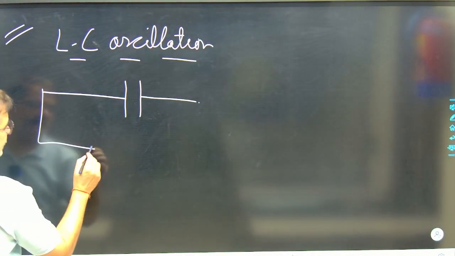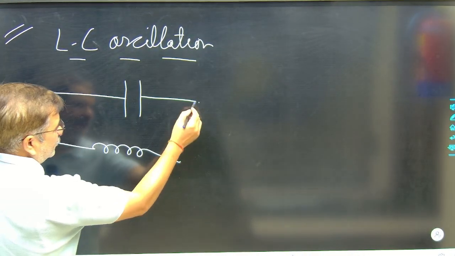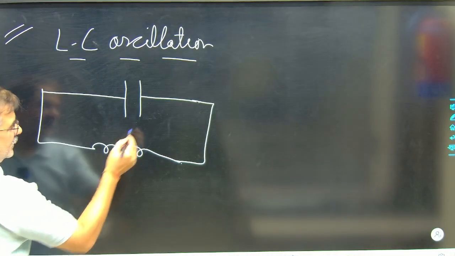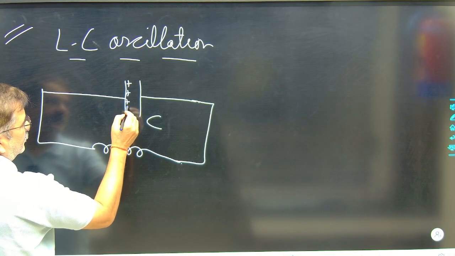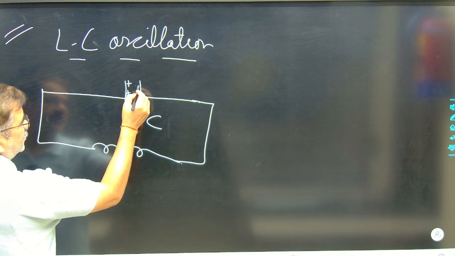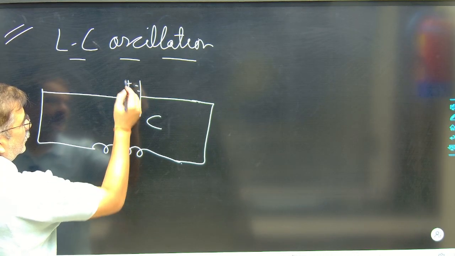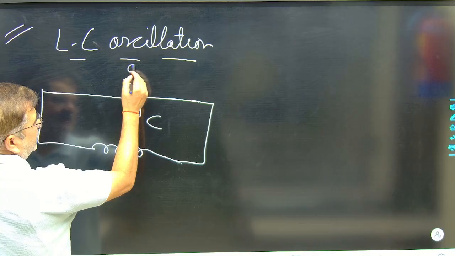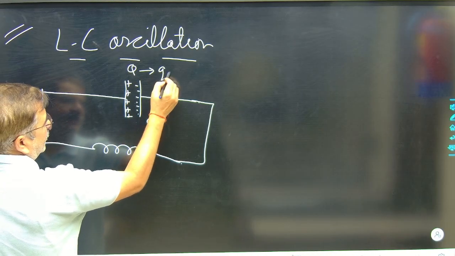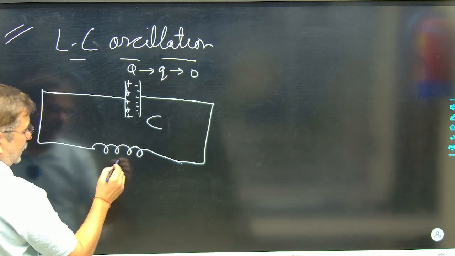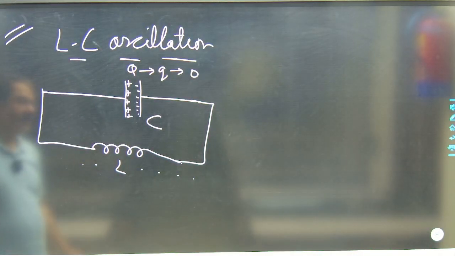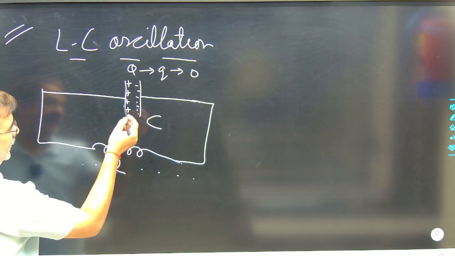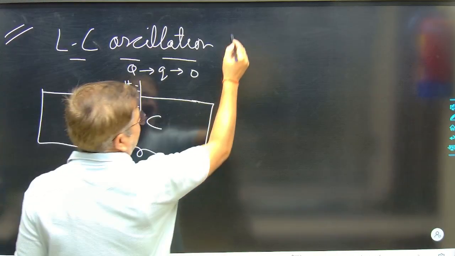This is the fully charged capacitor. It is attached to an inductor. Just see, capacitor is having the capacitance C. The charge here is positive and here this charge is negative. Initially the charge was say capital Q. It can go from capital Q to small q to 0 and inductance is L here. Correct.